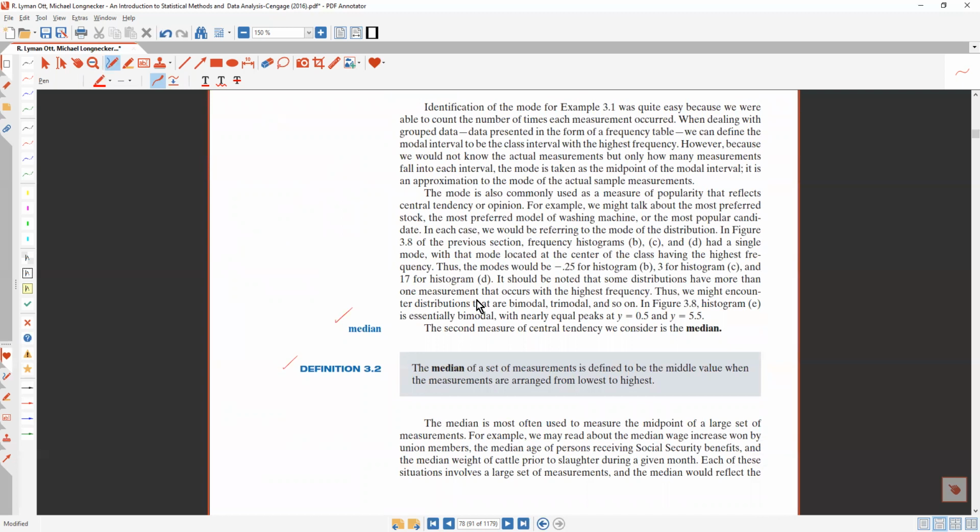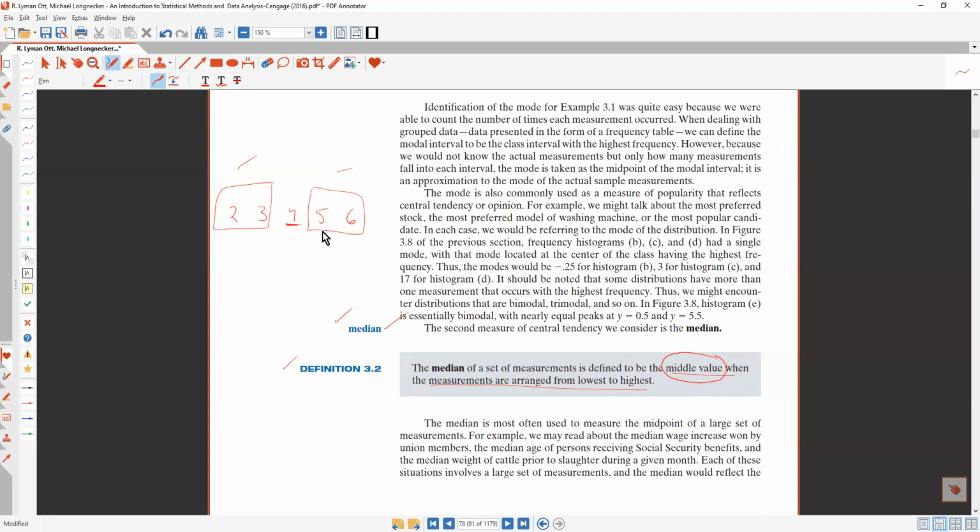The median. Now, the median is important because it's defined to be the middle value when the measurements are arranged from lowest to highest. Now, what does that mean, the middle value? Well, it actually means that central value in your data set. So if I take a data set here, 2, 3, 4, 5, and 6, the median value is the middle value. So it's equal to 4. Notice that the 4 splits the data set into 2 parts. There's the first half, there's the second half.